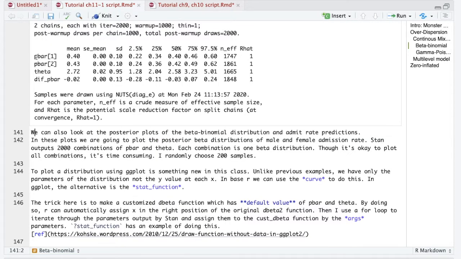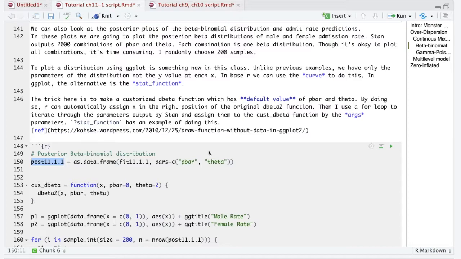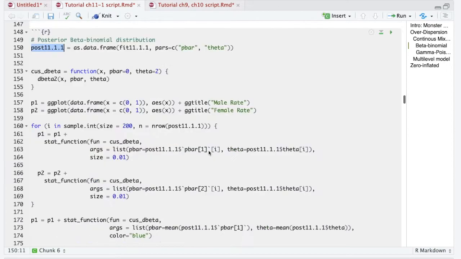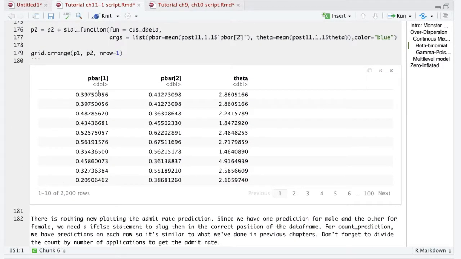Apart from posterior means, we also want to plot the whole distribution of the beta binomial model and the predicted admit rate. Begin by plotting the posterior beta distribution of female and male admission rate. The Stan output, as here, will be 2000 combinations of p bar for male, p bar for female, and theta. So these 2000 rows of data represent 2000 different beta distributions. We would like to plot each of them.